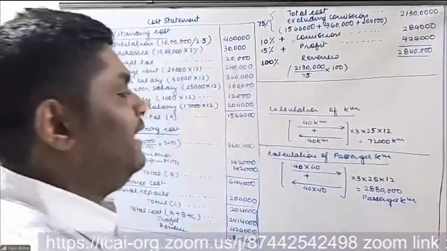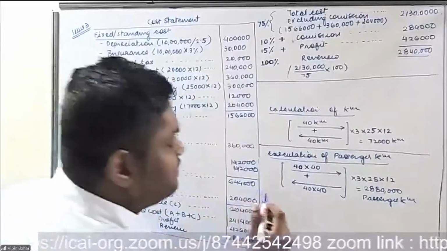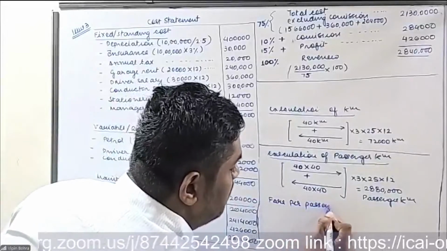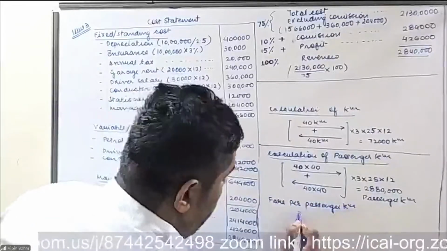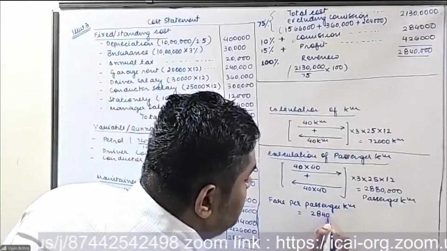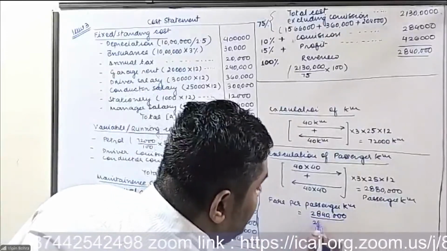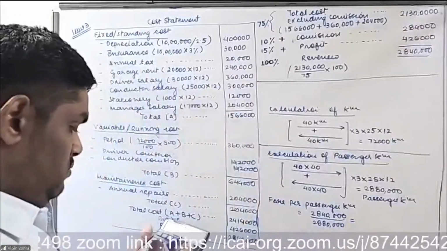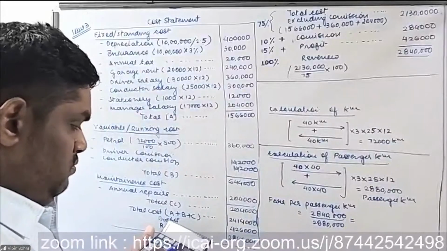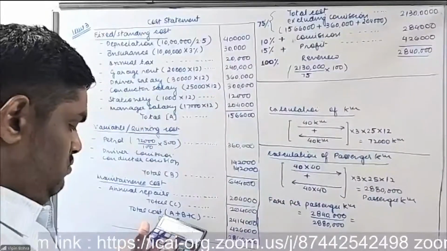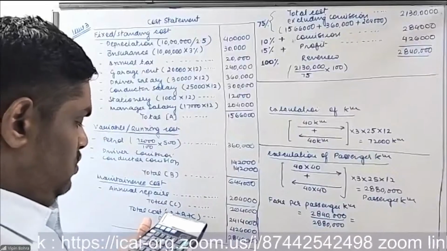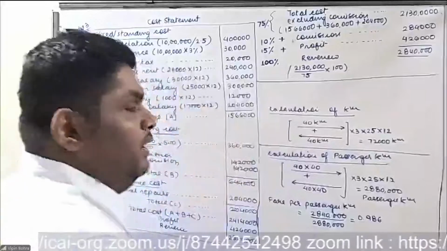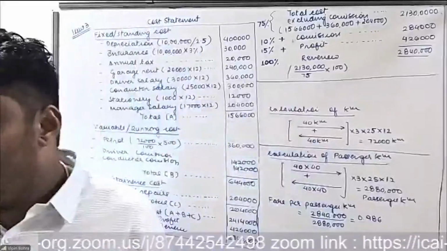So we have got 28,80,000 passenger kilometers. Fare per passenger kilometer will be 28,40,000 divided by 28,80,000. So 0.986. This is the fare per passenger per kilometer.